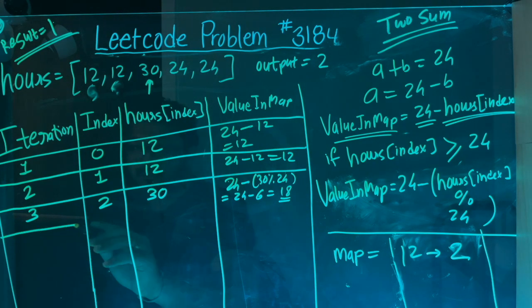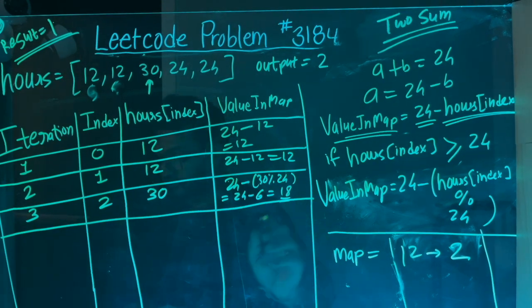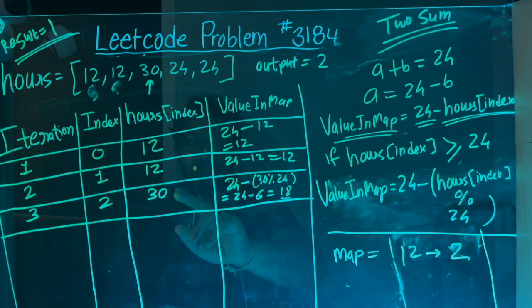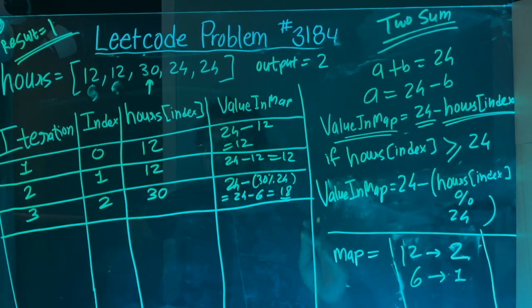So before the end of the iteration, we need to put our hour back into the map, but here it is 30. So 30 doesn't make sense, as explained. So what we'll do is put 30 modulo 24, which is 6, into the map. So 6 came one time.